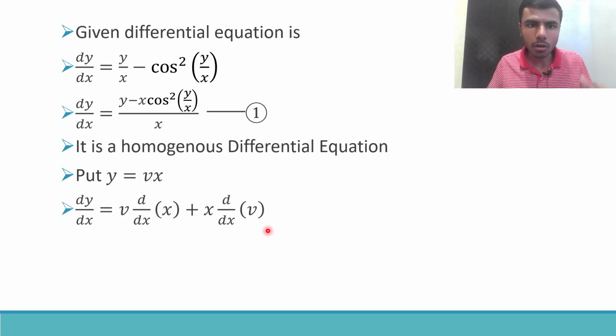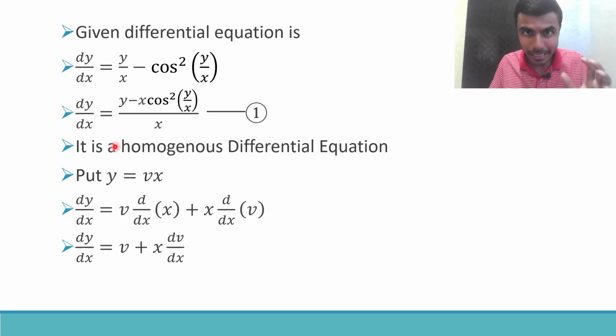Now the derivative of x is nothing but 1, so v into 1 would be just v, and the derivative of v is nothing but dv by dx. I hope things are clear up till now. Now in this equation, instead of dy by dx, I would be writing v plus x dv by dx. Instead of this dy by dx.